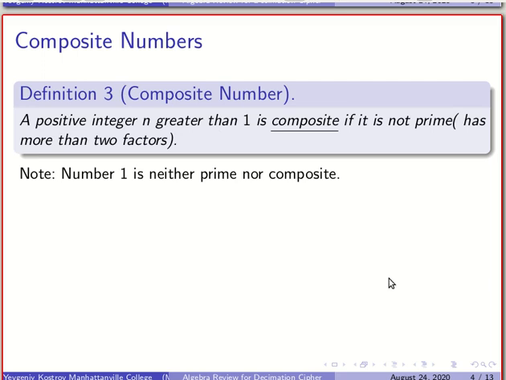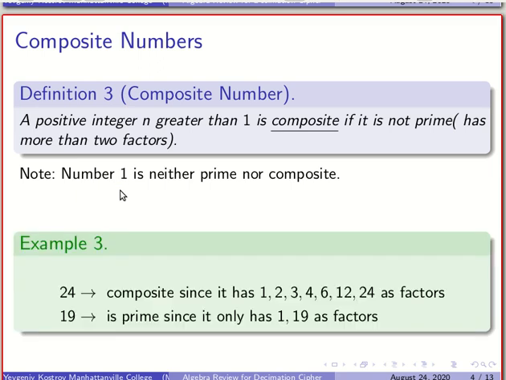A composite number is a number that is not prime. So if a number is not prime, it's called composite. So that means there are more than 2 factors. And one note over here that we would like to make is that number 1 is neither prime nor composite. Neither prime nor composite. It's an exception.